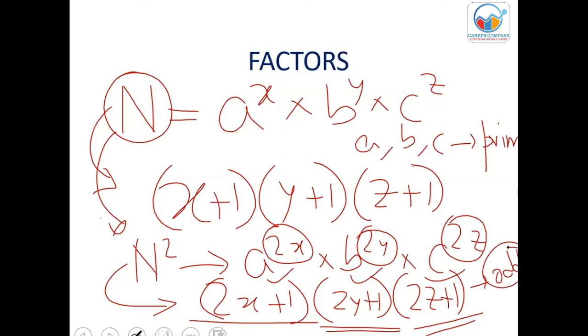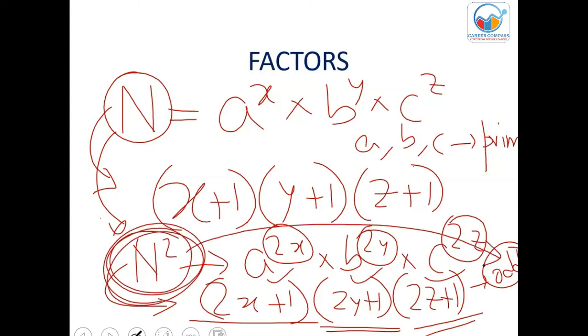Something very interesting. We can conclude that any perfect square will always have an odd number of factors, right? In that way, the reverse is also true, which means any number having an odd number of factors must be a perfect square. Right, guys? So with that introduction, probably we can look at a few sums to begin with.